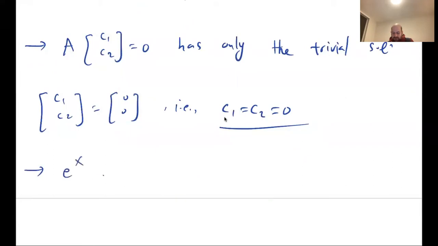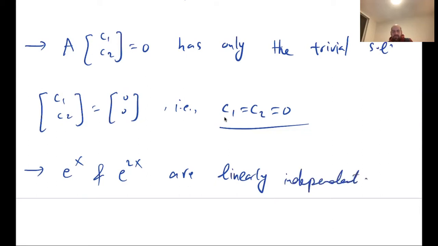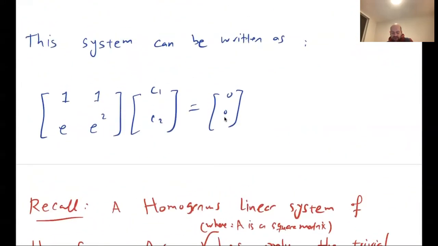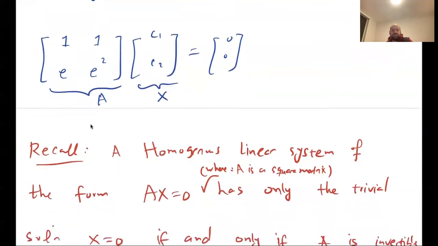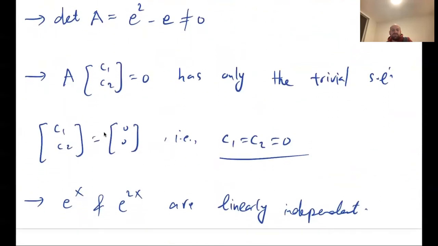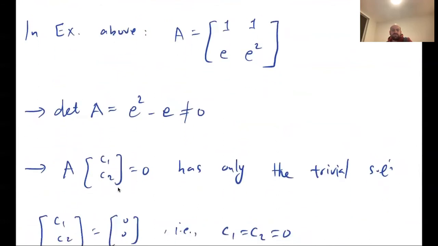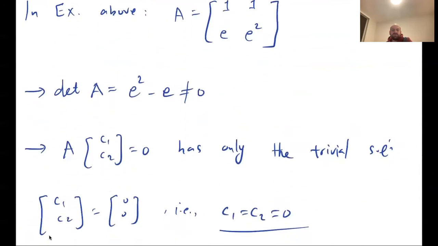And that means e to the x and e to the 2x are linearly independent. So here in this example, this is my A and this is my x. AX equals 0 has only the trivial solution x equals 0 if A is invertible. Here, we verify that A is invertible because determinant A is non-zero. So AX equals 0 has only the trivial solution x equals 0.